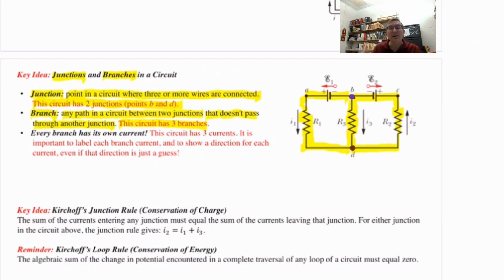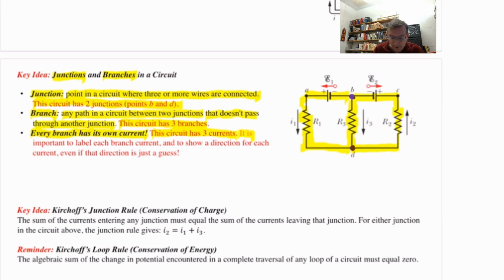Why is it so important to know how many branches a circuit has? Here's why. Every branch has its own current. And the currents in different branches do not always have to be the same. This circuit then has three unique currents. In fact, they're labeled there. You see them? I1 in the leftmost branch, I2 in the rightmost branch, and I3 in the middle branch.